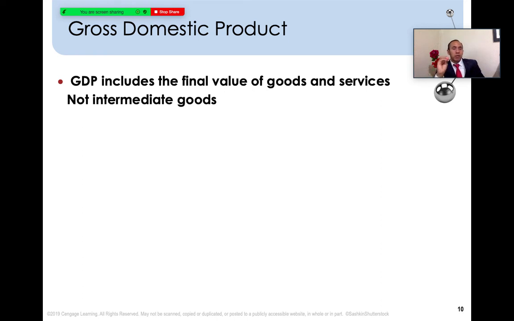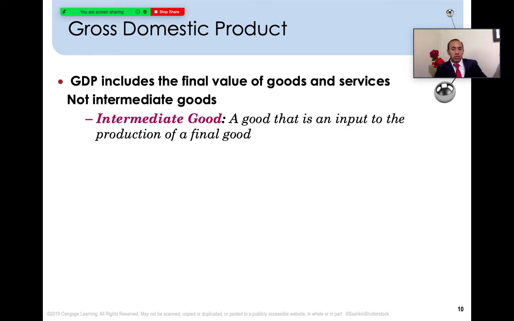That's the final item. Not anything in between, not intermediate goods, things that are part of the production process, like the wheel, the seat belt, the engine. Those are all intermediate products that go in the production of the good. So it excludes intermediate goods. A good that is an input in the production process is not counted. It's counted at the end as the final production of goods.